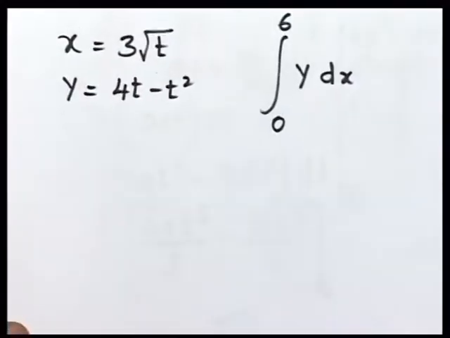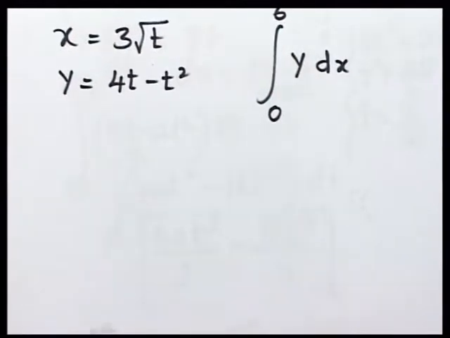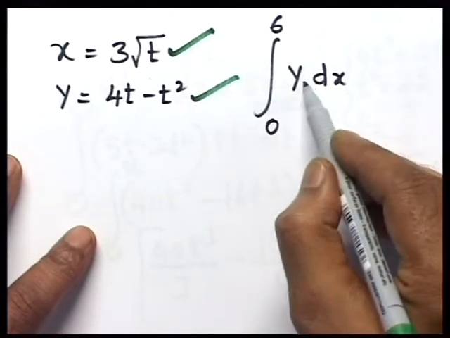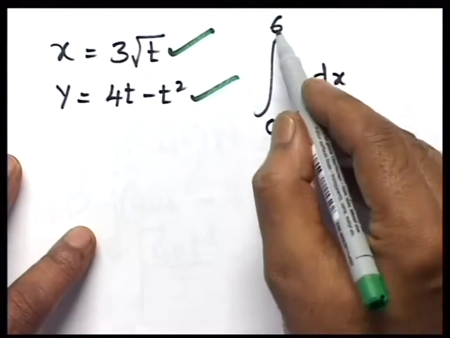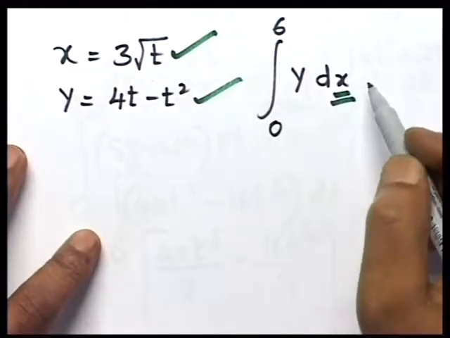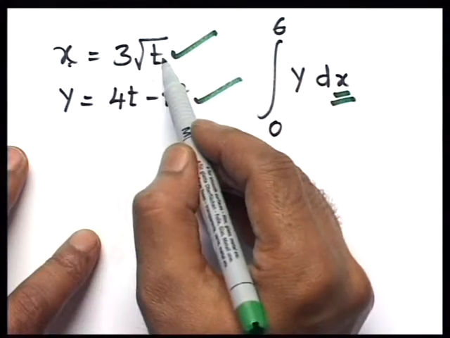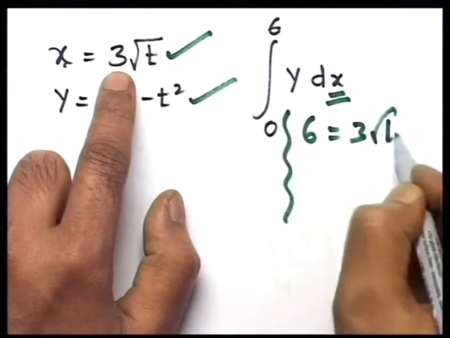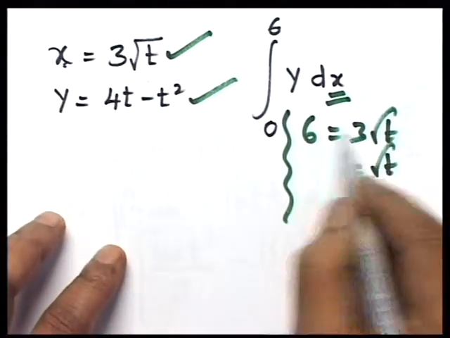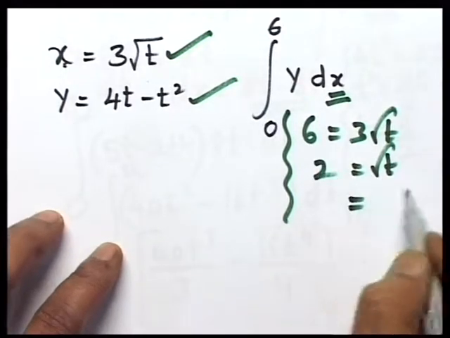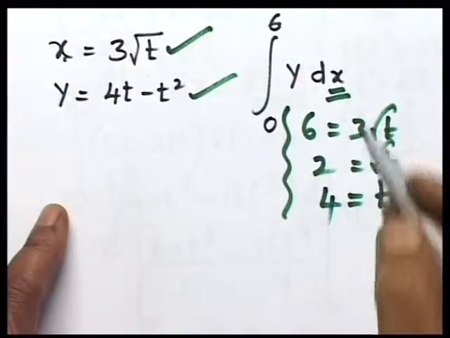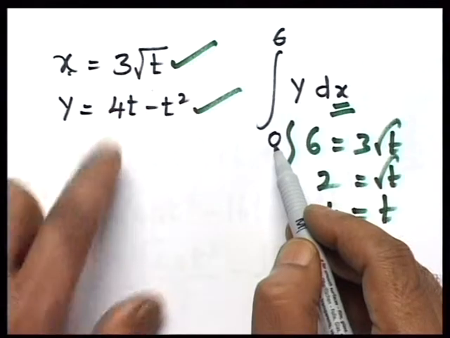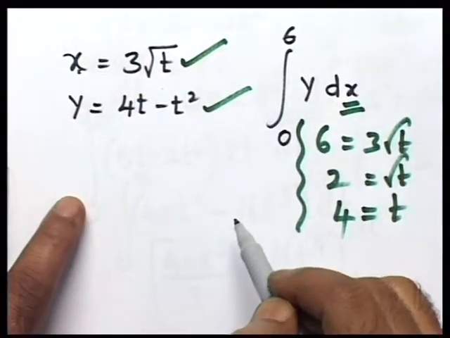I will leave this question with you. Is that okay? We have x equals 3 root t, y equals that, and you are finding y dx. Limits are 6 and 0 for x, please. If you substitute 6 there, you can find a t value. Let me just do that part first. x is 6 equals 3 root t. Then root t will be 6 divided by 3, which is 2. Square both sides, so t equals 4. So the new limit on top should change to 4. If you substitute 0, that's just 0, so 0 stays as 0.